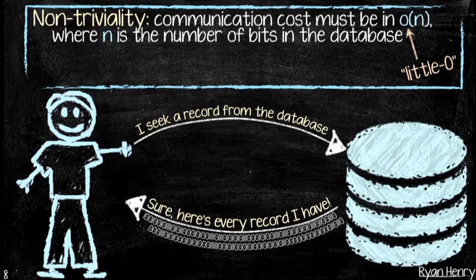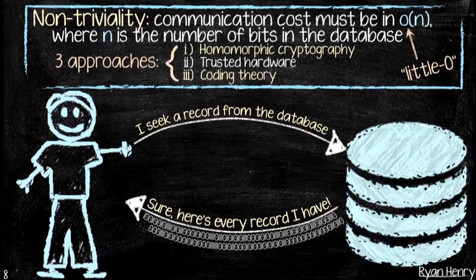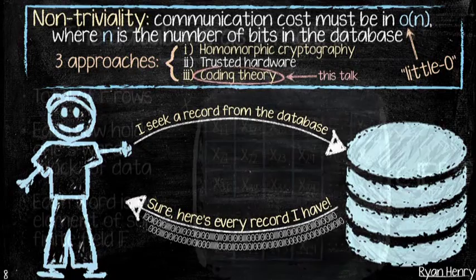So now it's less clear if this is actually possible, but it turns out it is, and there are 3 basic ways that we know how to solve this problem. The first one uses homomorphic encryption. This has some really nice properties, but is extremely slow. The second one uses trusted hardware, which has some promise as long as you can trust the hardware. And the third one uses coding theory, and this is the approach we're going to talk about in this talk.